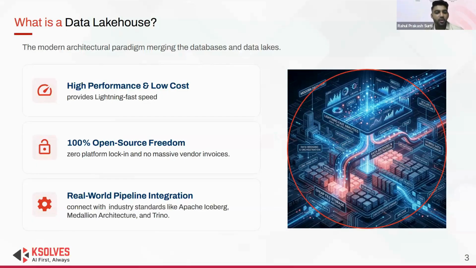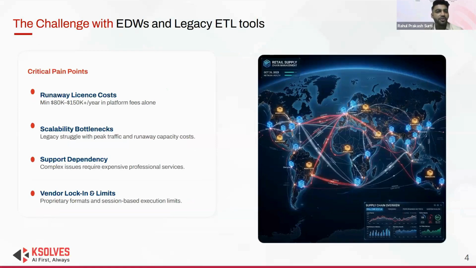Also, you can integrate the whole pipeline. Suppose you have one real-time pipeline that you can integrate with industry standards like Apache Iceberg and Trino. So if you are tracking terms like Apache Iceberg, medallion architecture, and Trino, and you want to see how this all clicks together in a real-world pipeline, then you are at the right place. In the next slide, we have a few challenges with enterprise data warehouses and legacy ETL tools.